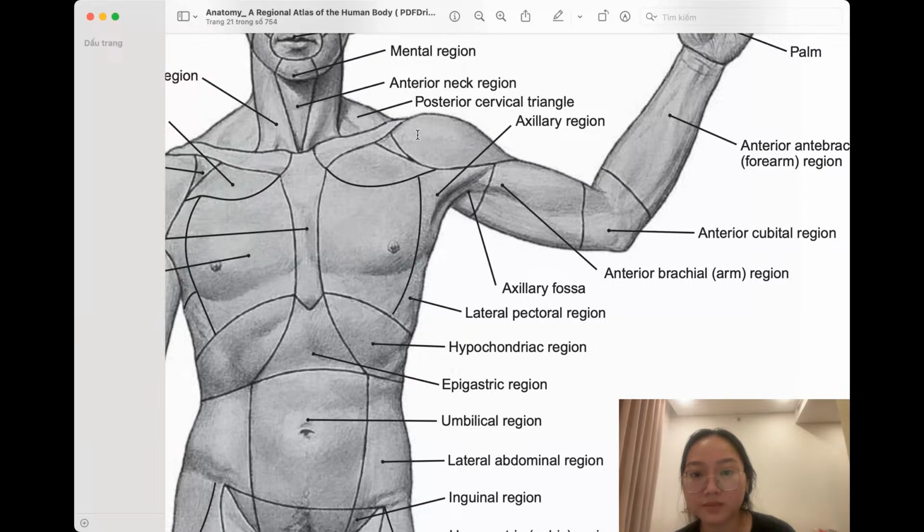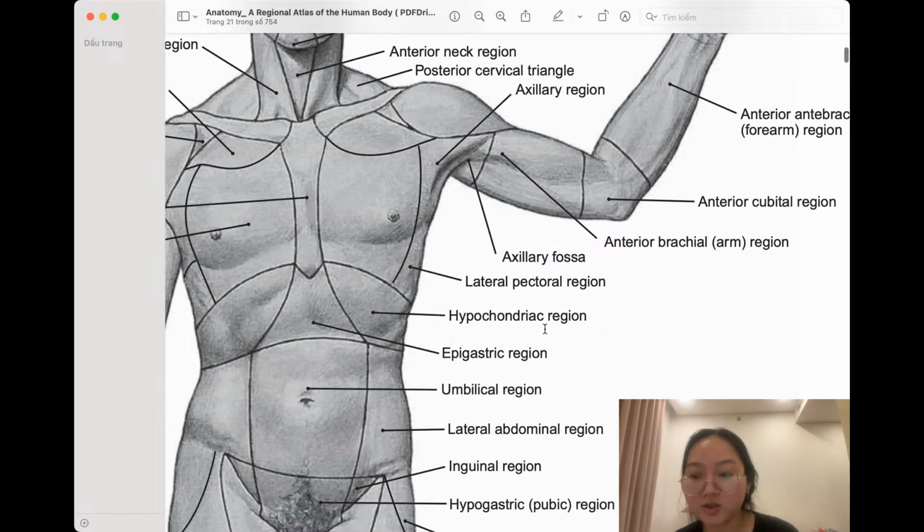Axillary fossa. Here is the fossa. Let's check it out. Fossa is like the hollow or the cavity of a body structure. So we're going to say one fossa, and the plural is fossae. It's like a wild animal, it seems like the cat family. But in another way, we also call this a shallow depression or hollow: the axillary fossa, or the armpit in general.